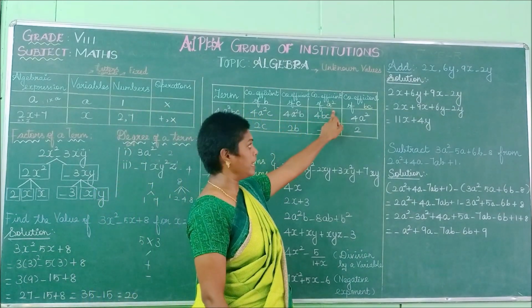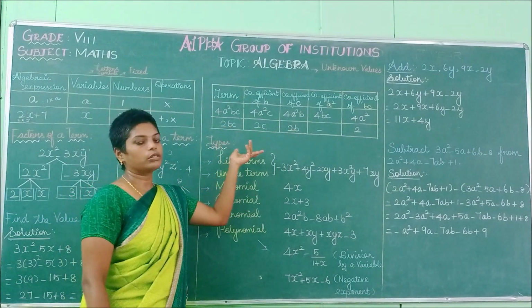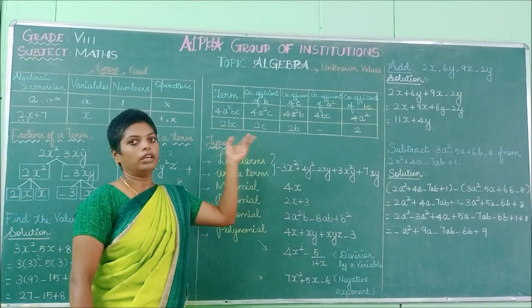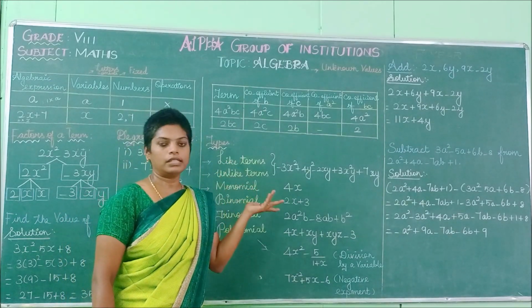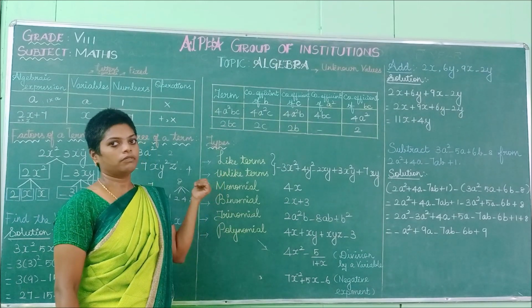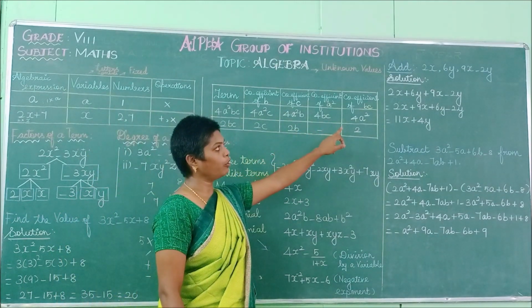Here they asked for A square. The term doesn't present any A square. So there is no coefficient of that value. If any value is not present in the question, that doesn't contain any what? Value for coefficient.